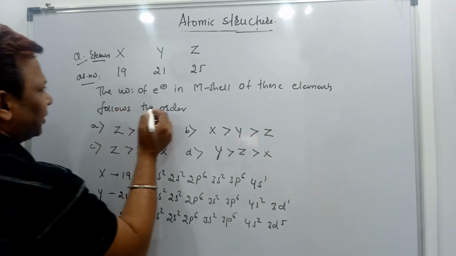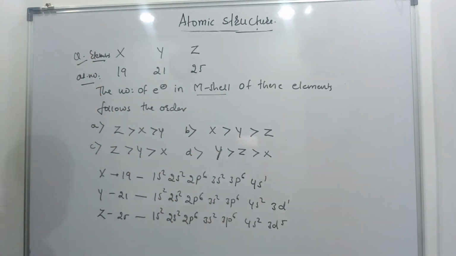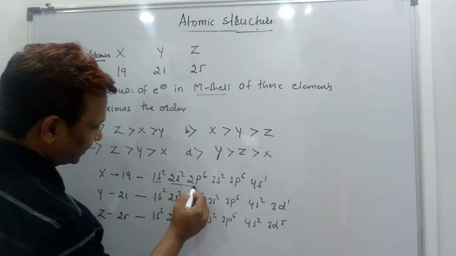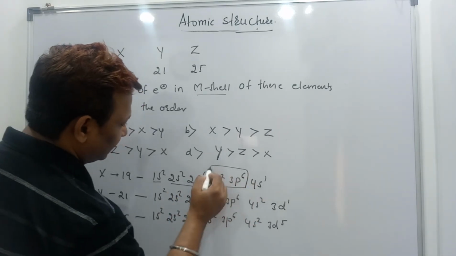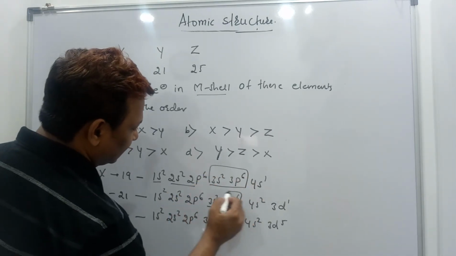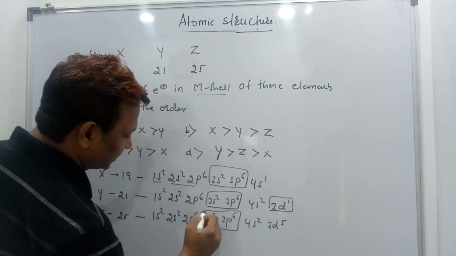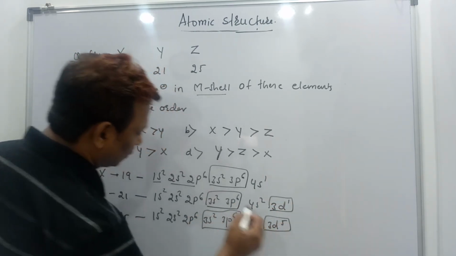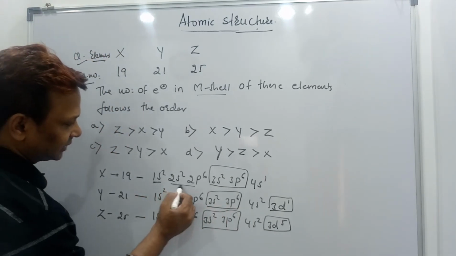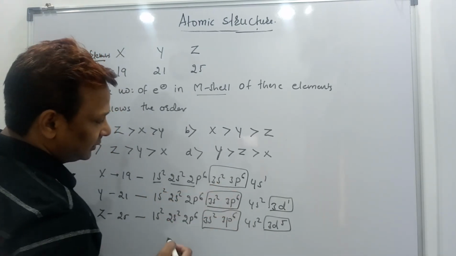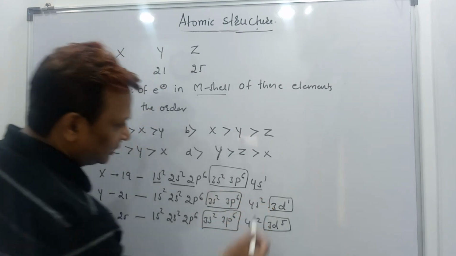They are asking the number of electrons in the M shell of these elements. This is the first shell, this is the second shell, and this is the M shell. M shell means third shell. I told you, first shell K, second shell L, third shell M, and fourth shell N.